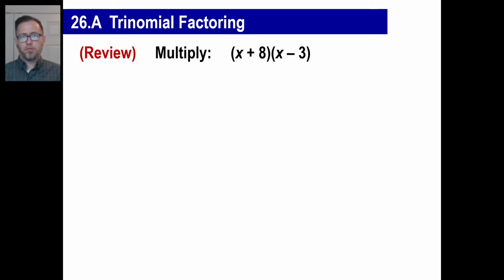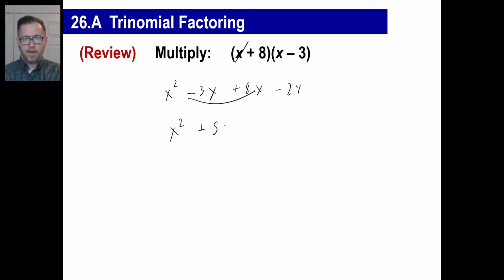So if we multiply two binomials like this, we'll do the x first and go x times x is x squared. X times -3, -3x. Done. 8 times x, 8x. 8 times -3, -24. Okay, so here we are. We've got an x squared, we have a 5x, and we have a -24.